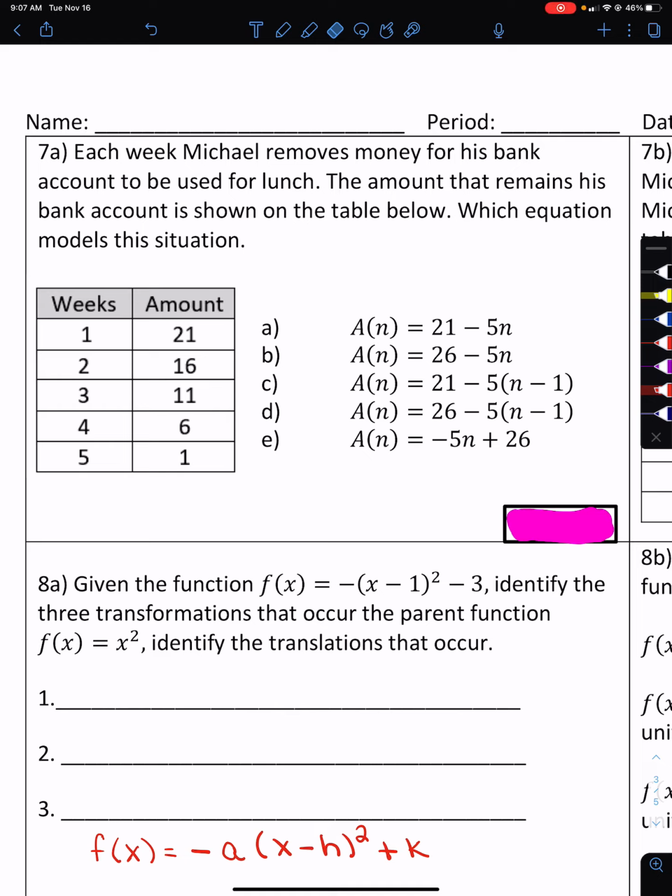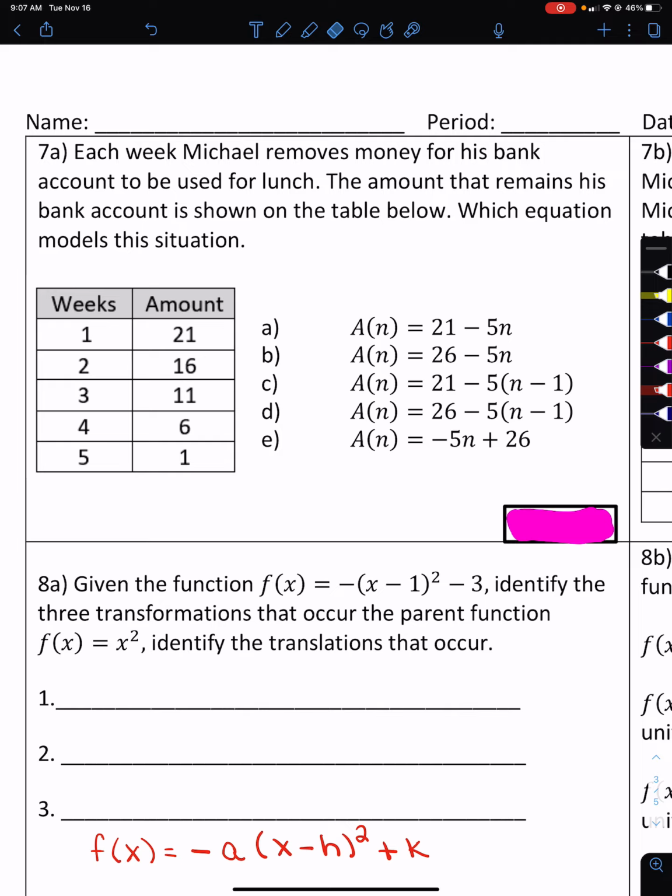Okay, here's page 2 of our review. So each week, Michael removes money from his bank account to be used for lunch. The amount that remains in his bank account is shown on the table below. Which equation models this situation? So there's 5 answers, which means there's going to be more than one correct option here.